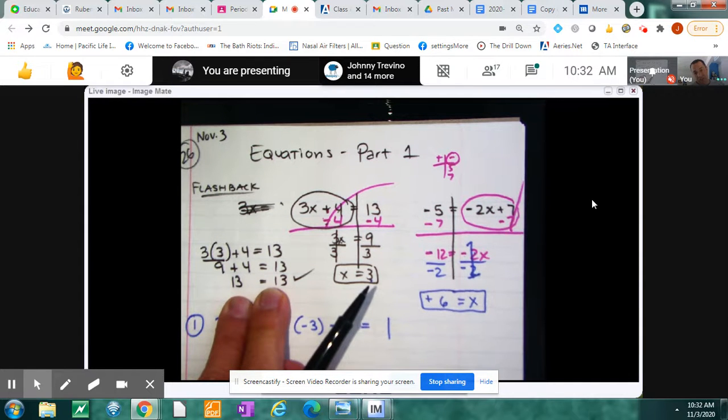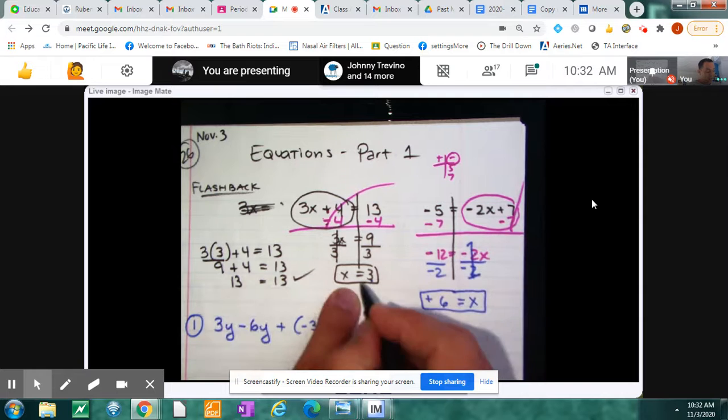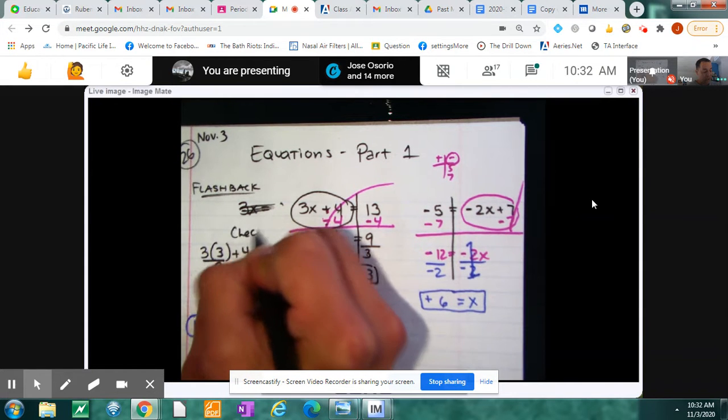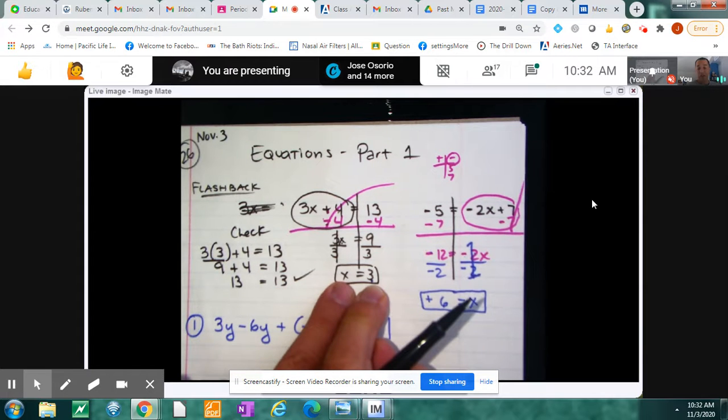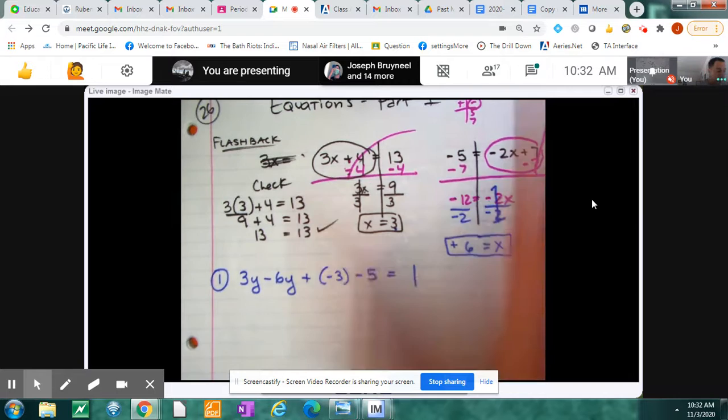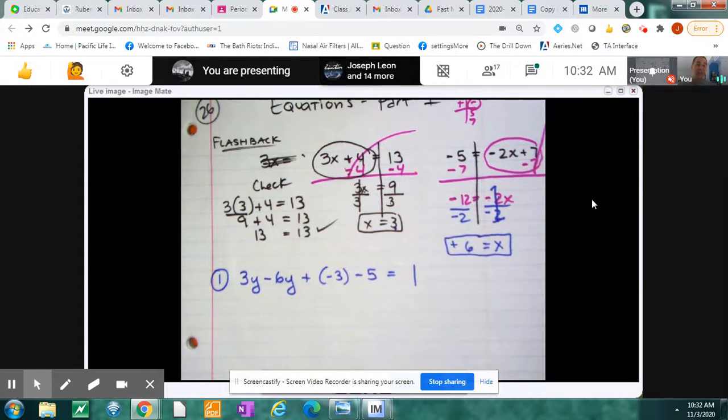Is my answer 13? No, it's not 13, right? This is just to check it. All right, this is checking. So my answer is not 13. It's actually 3. All right, so now on this one, let's go ahead and do this one. What's the first thing I should do? Draw the line. Here we go.